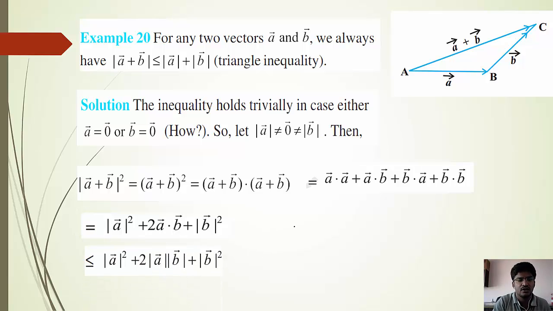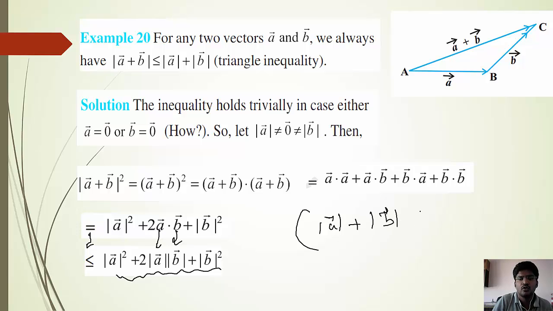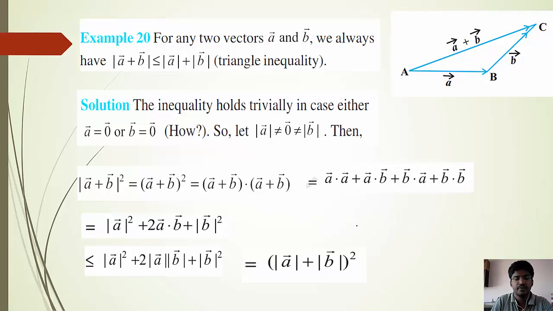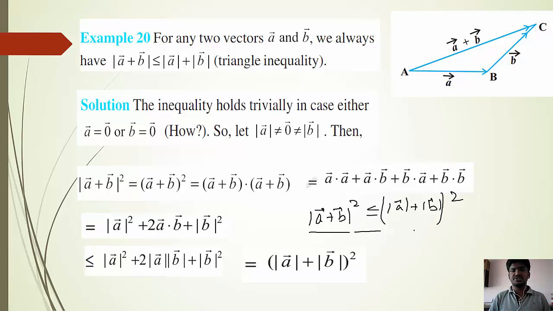Okay, you can see here, the equal sign changes to inequality and this will become mod. So now I can write this term as magnitude of A plus magnitude of B whole square, because you know this formula. Clear? After this, what we have proved is magnitude of A plus B whole square is lesser than or equal to mod of vector A plus mod of vector B whole square. Clear? This is already a proved statement.